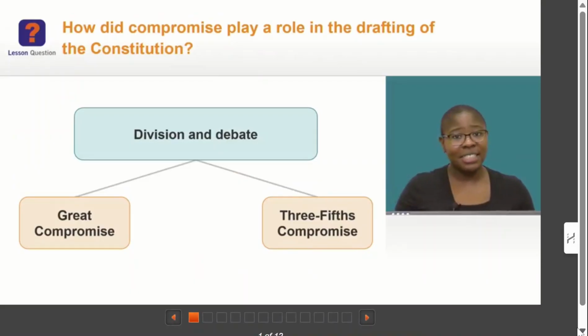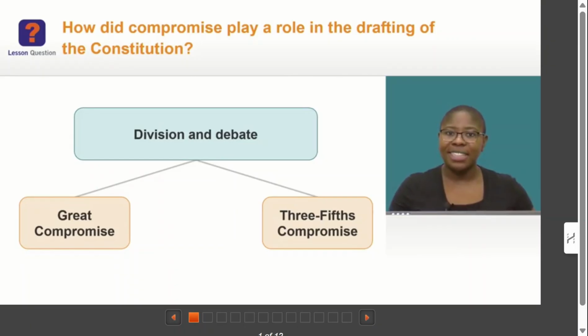The early United States faced many difficulties. Navigating these issues required debate and compromise. A compromise is an agreement that requires everyone in negotiations to give up something they want. Later, we'll discuss two of the most profound compromises written into the Constitution.